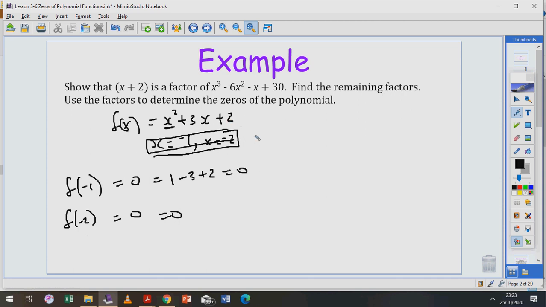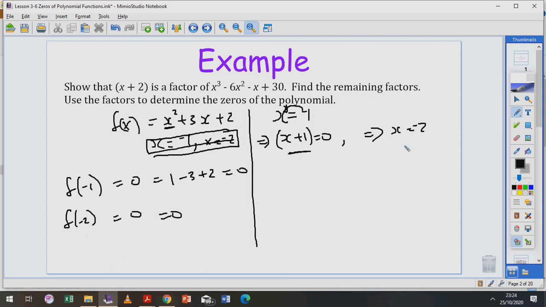What that also means is that since x equals -1 is a zero, x plus 1 is a factor. I'm getting this x plus 1 from setting x equals -1 and moving the -1 to the other side, so x plus 1 is equal to 0. That means x plus 1 is a factor. And since x equals -2 is a zero, x plus 2 is a factor. That's just a recap of the previous lesson.